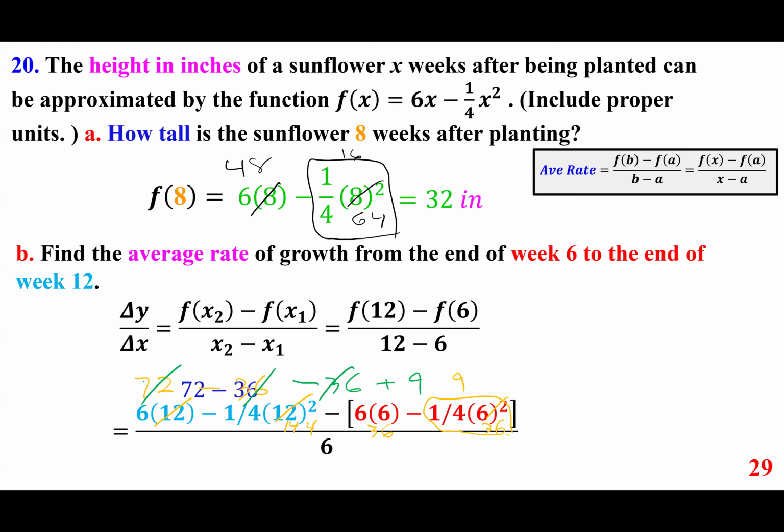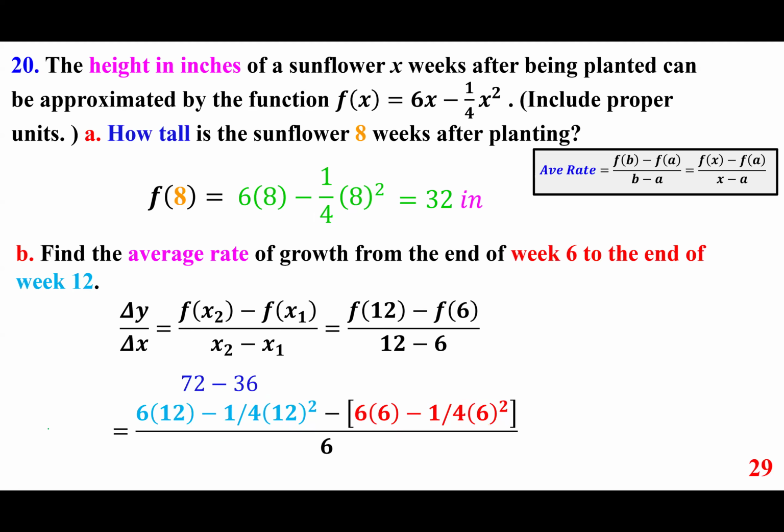Or so this is 72 minus 36. Let me actually erase and show you. 72 minus 36. 36 minus 9. And it's 9 over 6. Simplifies to 3/2, units of the numerator over the units of the denominator. So units of the height over the units of the time, inches per week. And that's the final answer of it.